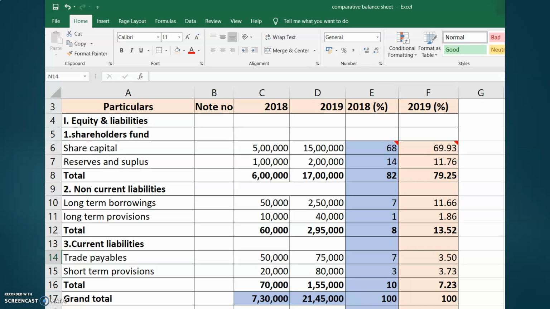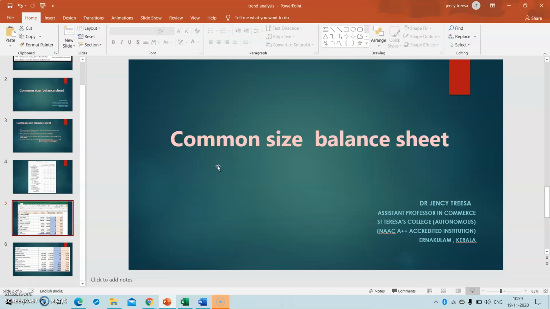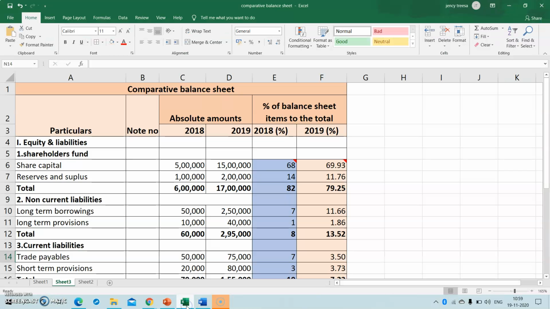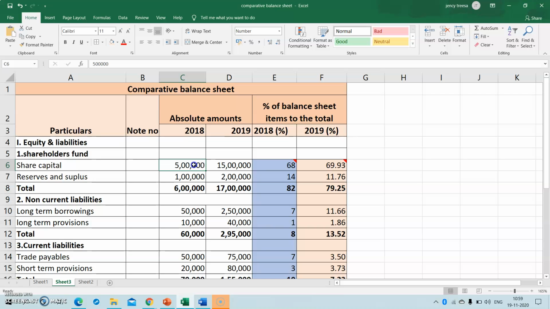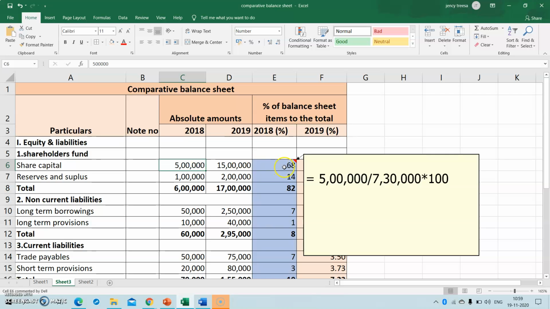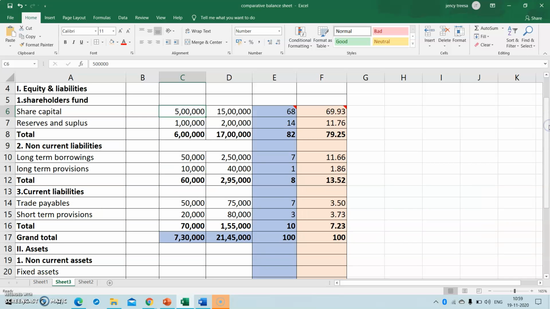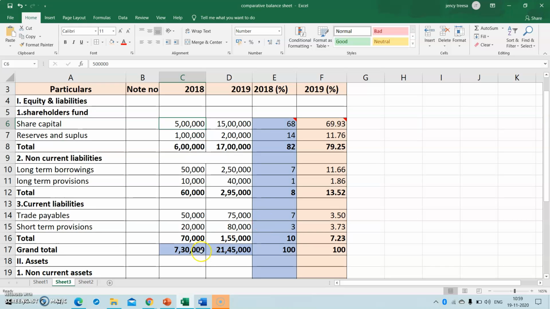Okay. And now we are going to see how this can be done in Excel. Let us see how this can be done in Excel. For your learning, what you can do is you can do it in the notebook. Okay. So here the share capital value is given, and let us see how this is calculated. I told you it will be the particular line item amount, that is 5 lakhs, divided by the total given here. Let us see what is the total given here. That is 7 lakhs 30.